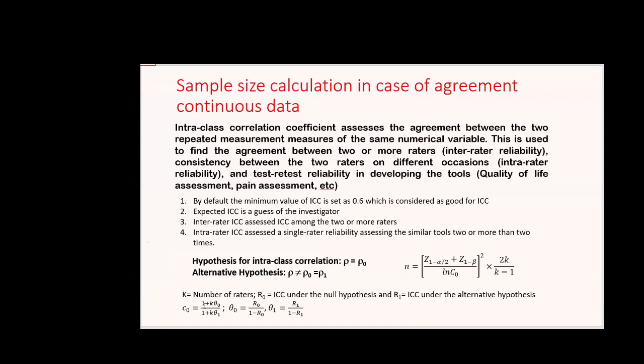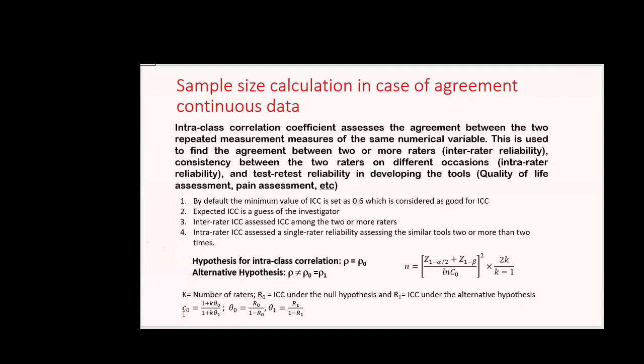C is equal to 1 plus k theta 0, 1 plus k theta 1. Theta 0 is equal to what? That is R0 over 1 minus R0, where R0 is my intra-class correlation in the null hypothesis, and R1 is my intra-class correlation in the alternative hypothesis. So this is R0 and R1. I calculate theta 0 and theta 1, and after that I calculate this C0.